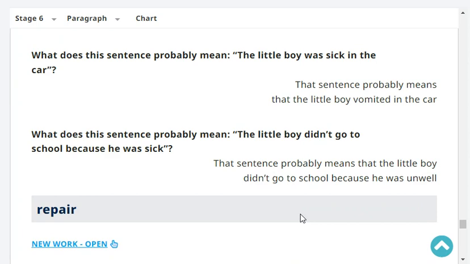Well, what does this sentence probably mean? The little boy didn't go to school because he was sick. That sentence probably means that the little boy didn't go to school because he was unwell.